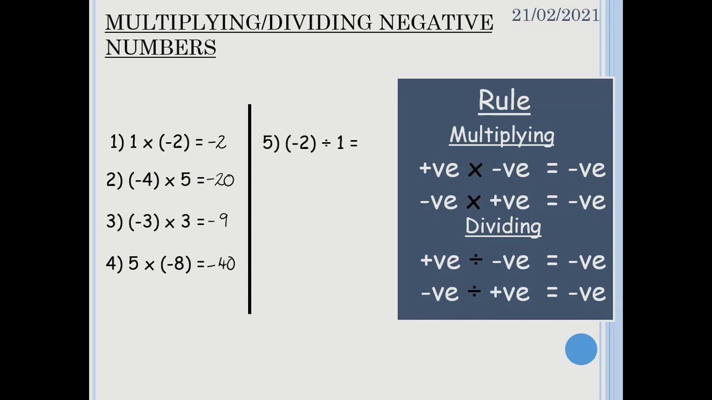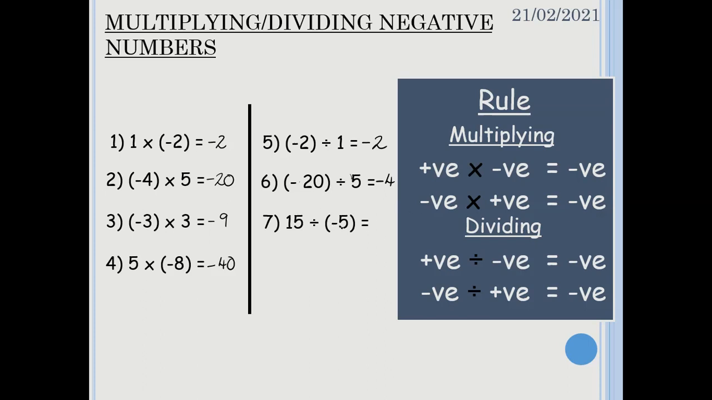If we look at some dividing, same idea. I've got a negative number that's been divided by a positive number. So I've got 2 different signs. So I'm going to have a negative answer. 2 divided by 1 is 2. So negative 2 divided by 1 is negative 2. Negative 20 divided by 5, I've got a negative, I've got a positive, so my answer is going to be negative. 20 divided by 5 is 4. So negative 20 divided by 5 is negative 4.